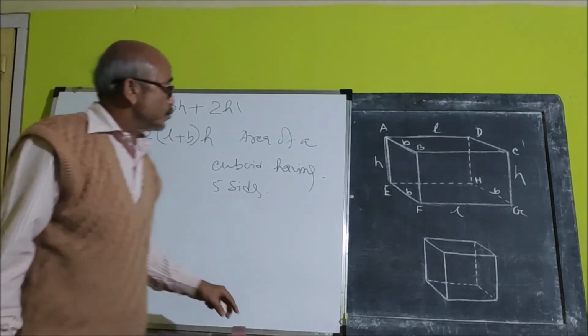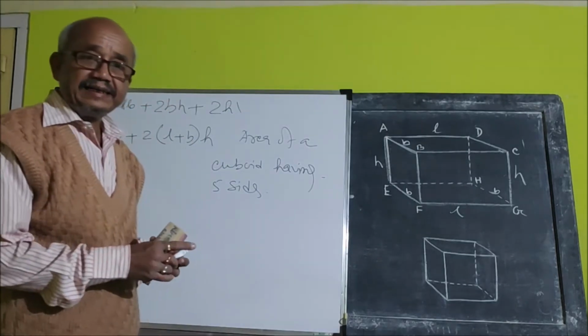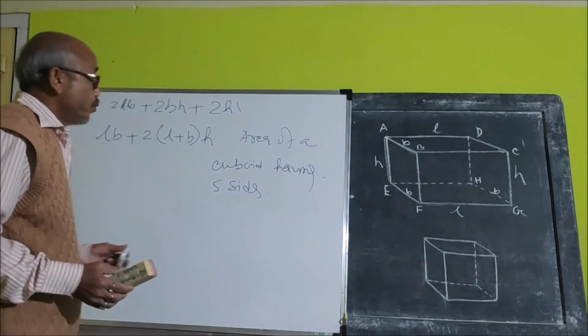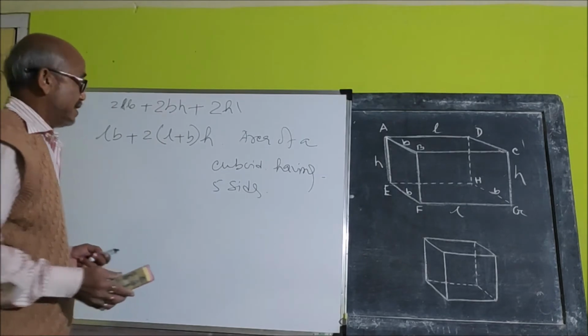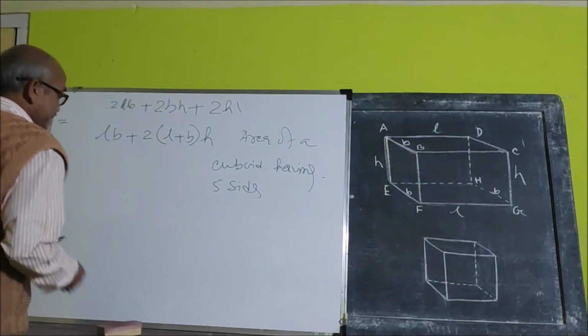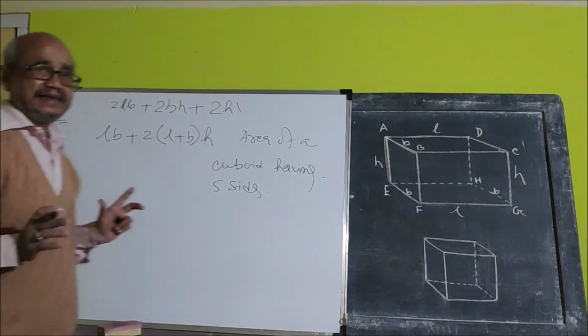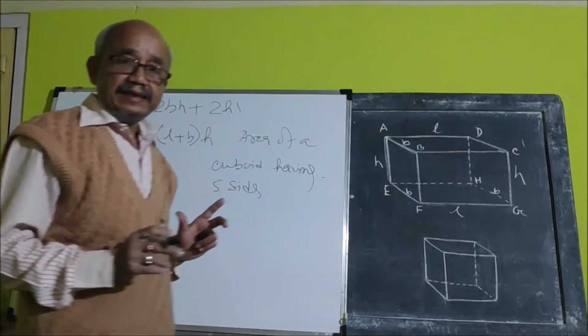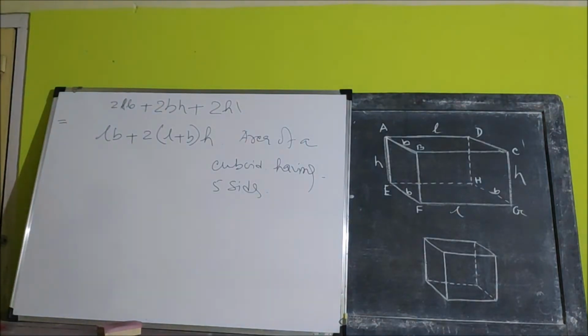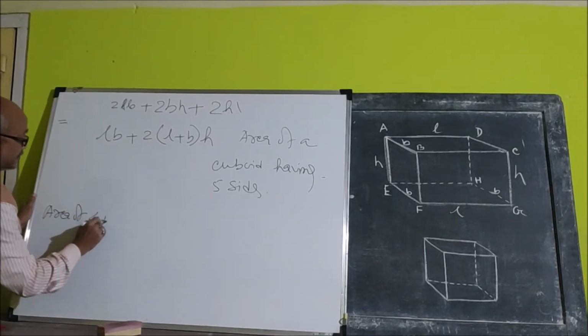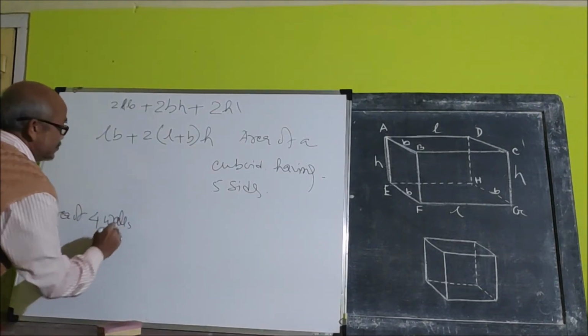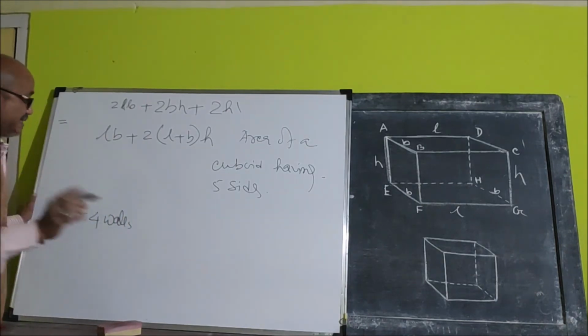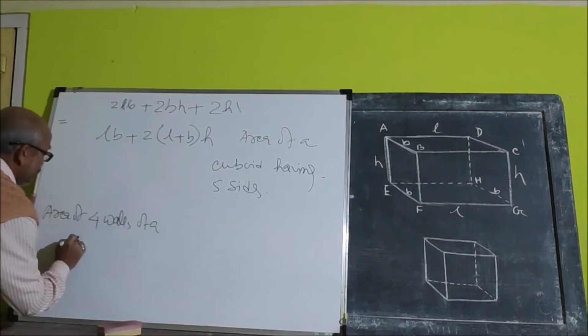And if we exclude the upper and lower parts, then what remains is 4 walls. We can write it as the area of 4 walls. It is called the lateral surface area of a cuboid. So the area of the 4 walls of a cuboid.